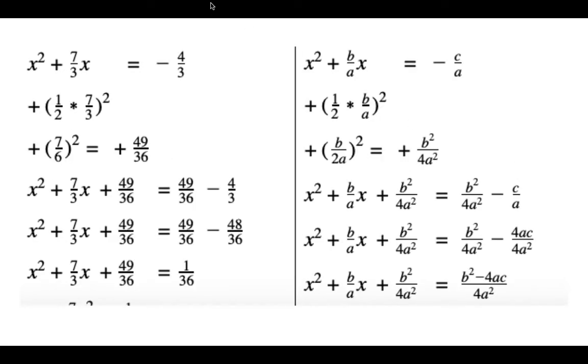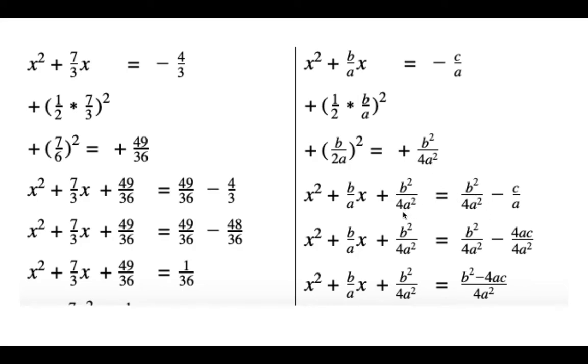But as we know, to create a perfect square trinomial, you take half of b, and so half of 7 thirds, and square it, and add it to both sides. So half of 7 thirds is 7 sixths, and 7 sixths squared is 49 over 36, right? 7 squared over 6 squared. Same thing over here. b over a is my b term, and so I take half of b, which is b over 2a, and I'm going to square it, which is going to be b squared over 4a squared. Now, I add that to both sides of the equation.